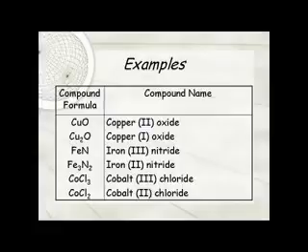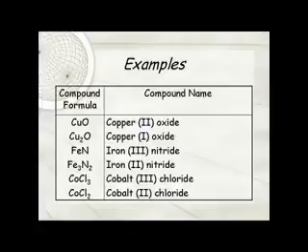Next we have CoCl3. Each chloride is 1 negative. There are 3 of them, so the cobalt has to be 3 plus in charge to balance those 3 negative charges. And then finally we have CoCl2, where we have 2 chlorides, 1 negative charges, so the cobalt here must be 2 plus in charge.